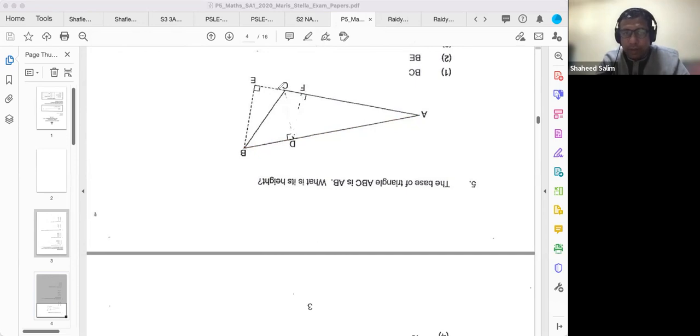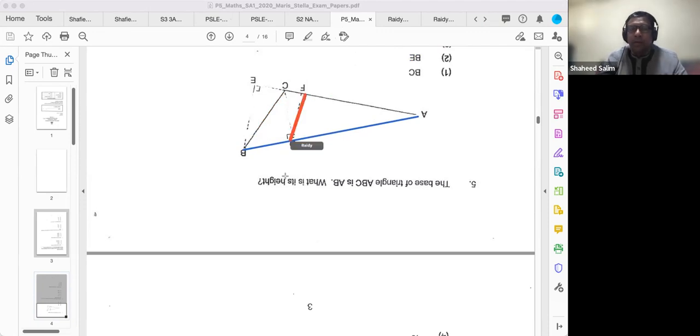So where is the height? The base is at the bottom, right? Where's the height? It must meet the bottom base at 90 degrees. But this is not 90 degrees. Let's say now we take this bottom one as the base. I cannot see, I must change the picture. We take the base down here. Where's the height? The height must meet the base at 90 degrees, right?